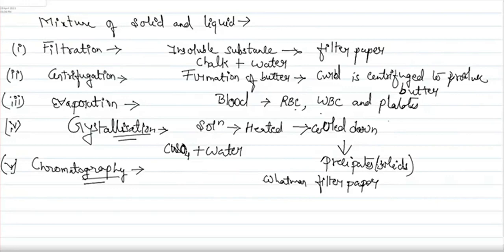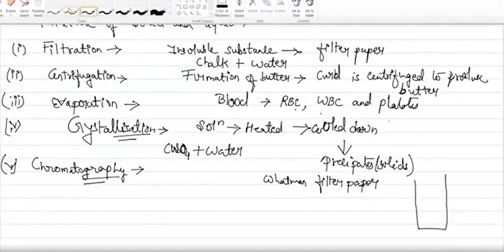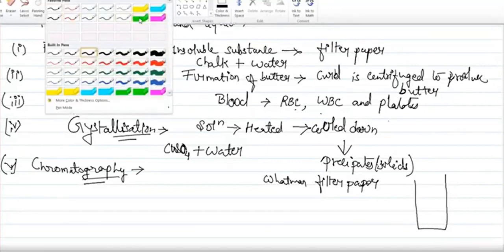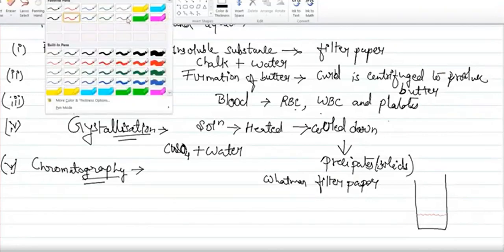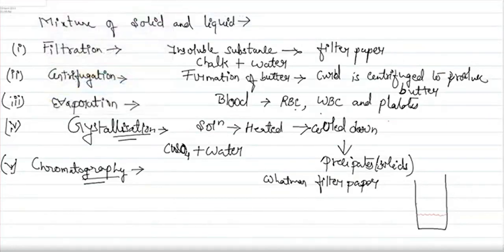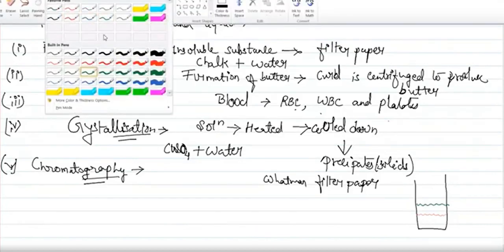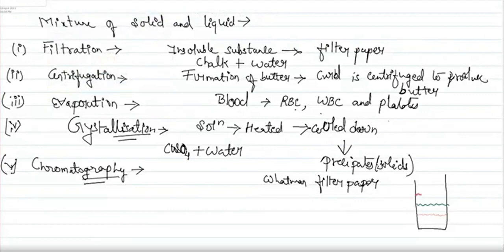The solution which has to be separated is mixed with a volatile solvent first. Then this Whatman filter paper is added to it. When we add the Whatman filter paper, slowly the solvent and the solute will change, and at different levels we will see the separation of the different materials. Different colored layers will be formed there.